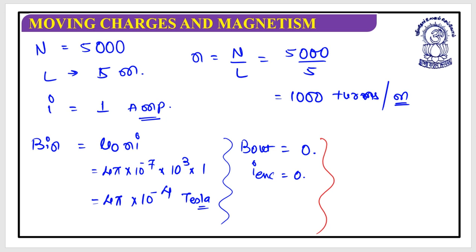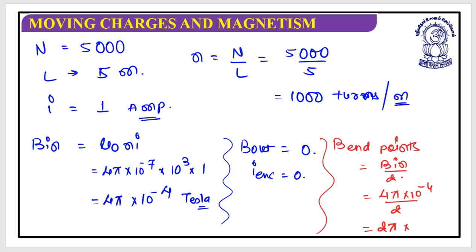And B on the end points, the magnetic field on the end points, would be equal to B inside divided by 2. So this is equal to 4 pi into 10 to the power minus 4 divided by 2, which should be 2 pi into 10 to the power minus 4 Tesla. This is on the endpoints. I hope this is clear.